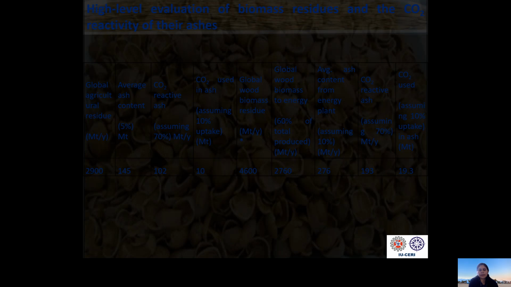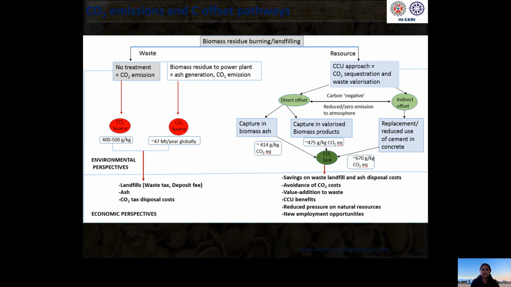A similar calculation was made based on global wood biomass to energy, based on how much biomass residue is anticipated to go into biomass to energy. We can sequester, capture or utilize about 19 megatons of CO2 in about 193 megatons of reactive ash, which is produced per year as per our calculation. So it is quite a significant amount of carbon dioxide utilization in these biomass ashes.